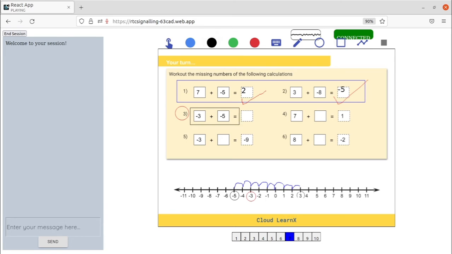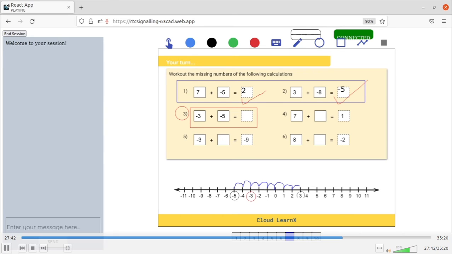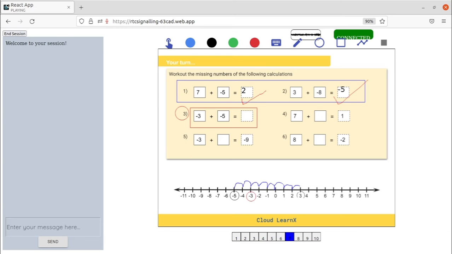In this calculation over here, -3. What are they doing to -3? What are they doing? If you read the calculation, adding -5. Yes, adding -5.